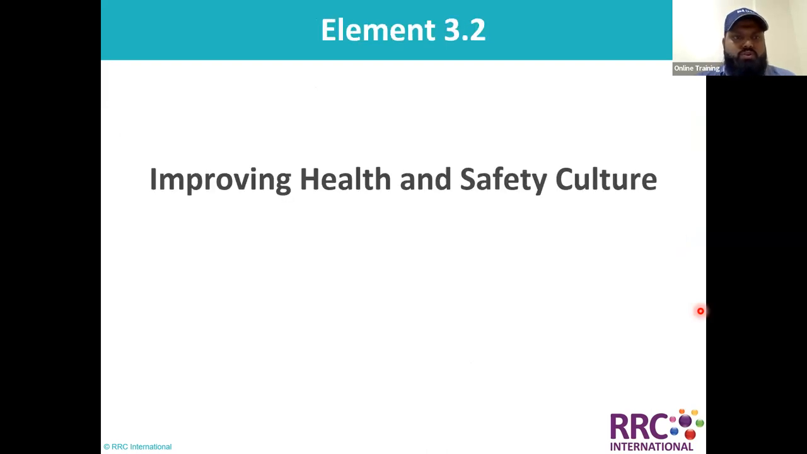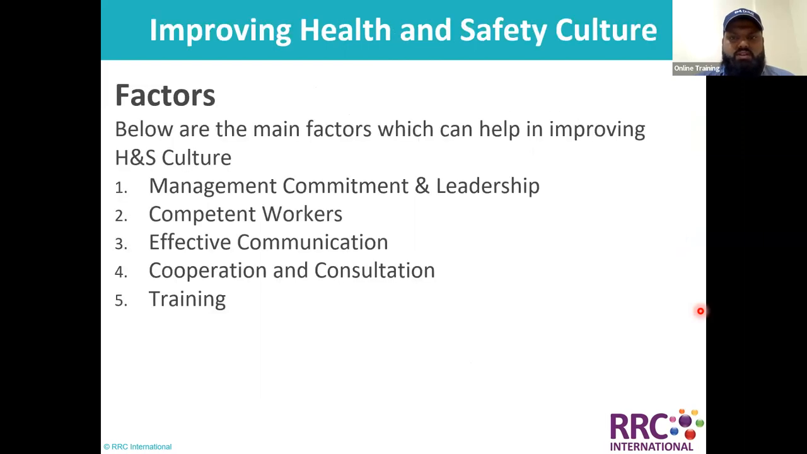Then we moved to our module two, that was improving health and safety culture. How do we improve our health and safety culture? We saw that there are five basic principles which help us in improving health and safety culture. What are those five basic principles or factors?